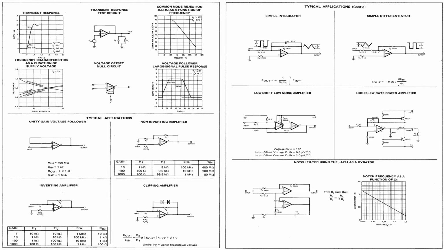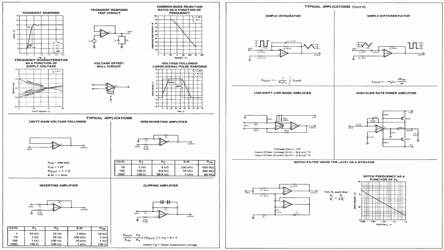Next you are seeing the transient response. You can see the rise time from 10% to 90%. What is the rise time? Frequency characteristics as a function of supply voltage. This is how we measure the transient response, the circuit by which we measure it. This is the voltage offset null circuit. This is the voltage follower for a large signal pulse response.